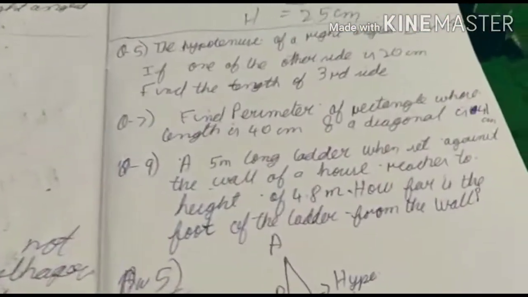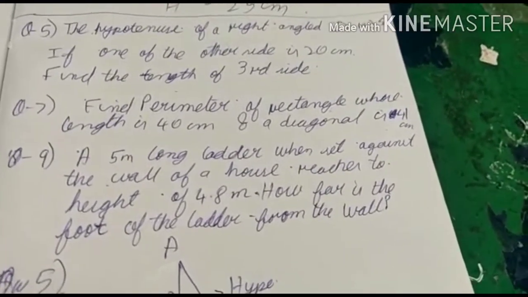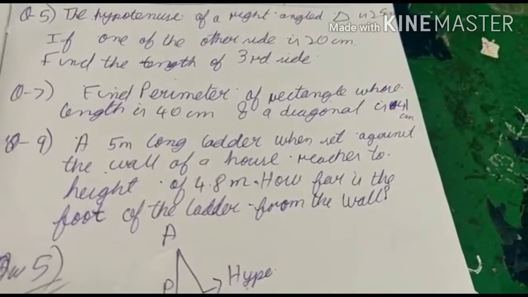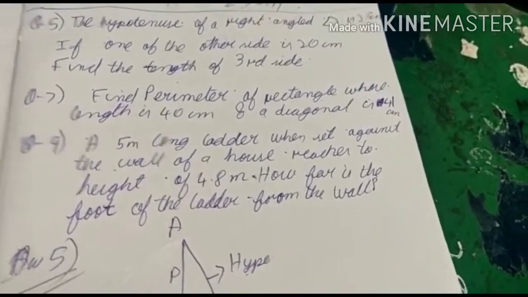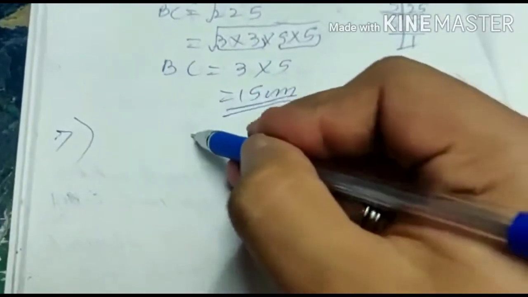So next question here is question number 7. The perimeter of rectangle. We have to find the perimeter. Find perimeter whose length is 40 and diagonal is 41. So question number 7 here is, there is a rectangle.